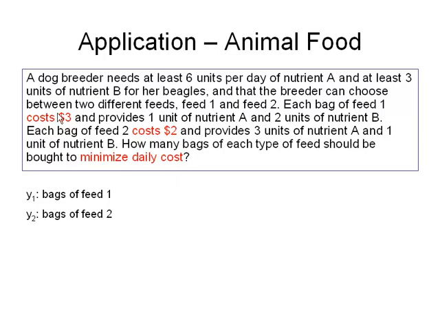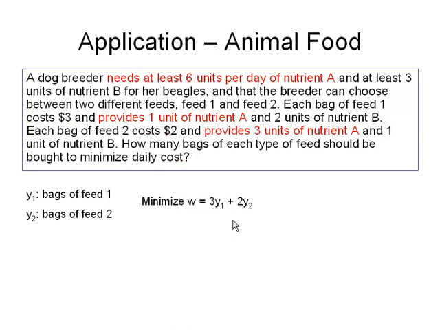I noticed that feed 1 costs $3 and feed 2 costs $2. So if I connect my variables with those costs, I see that I need to minimize W, which is the cost, and that's 3Y1 plus 2Y2, because one bag of feed 1 costs $3, so Y1 bags will be 3Y1, and the same thing for the other term.